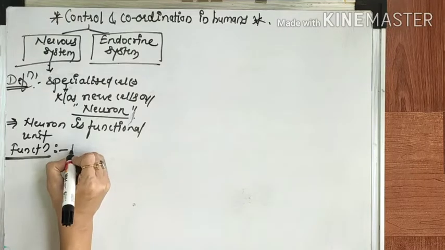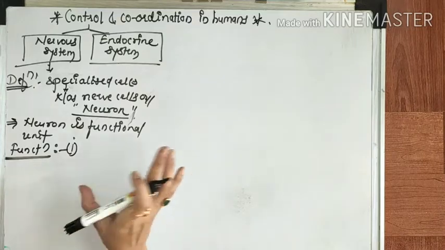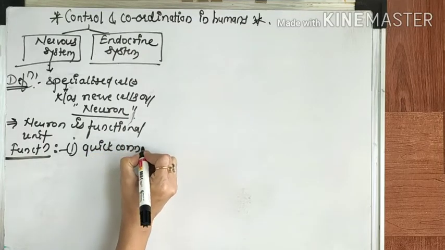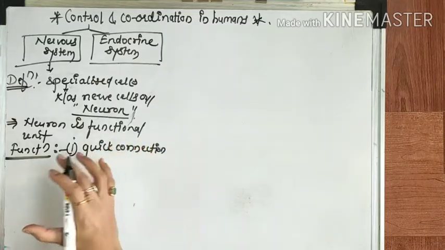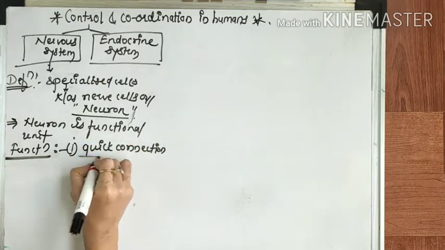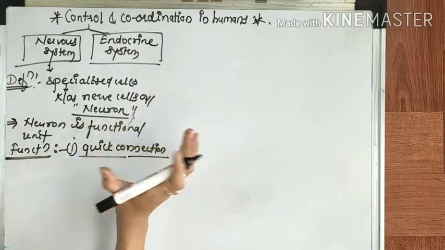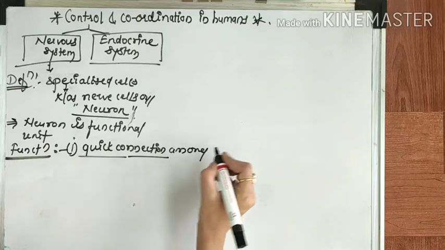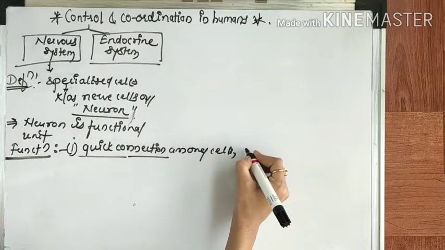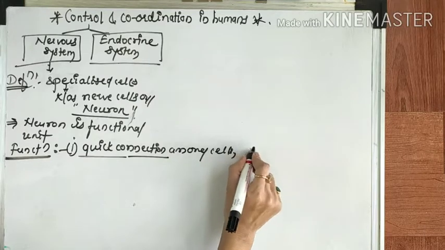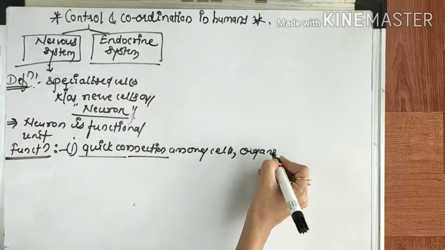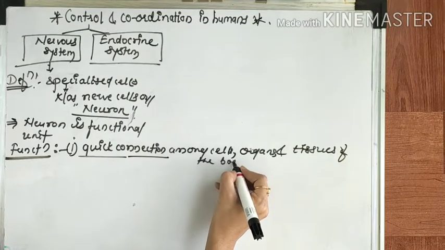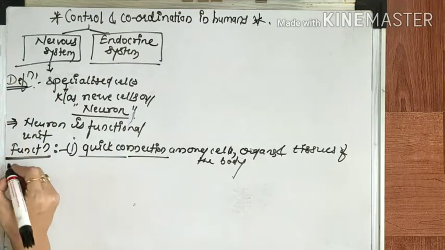So the first function of the nervous system is that it establishes very quick connections among the cells, organs, and tissues of the body. Bahut jaldi connection bana leta hai. Where? Amongst cells, organs, and tissues of the body. Okay, that is the first function of the nervous system.